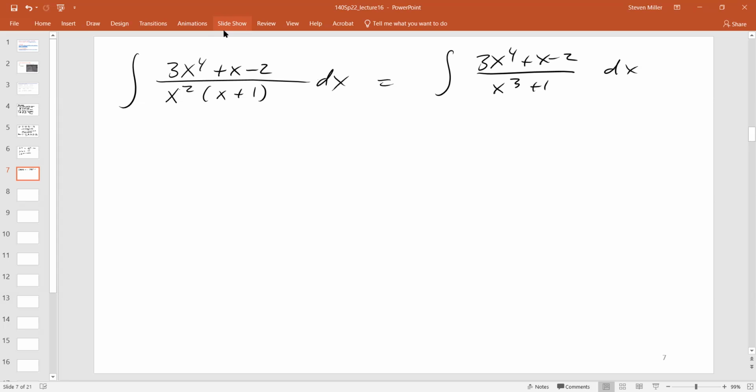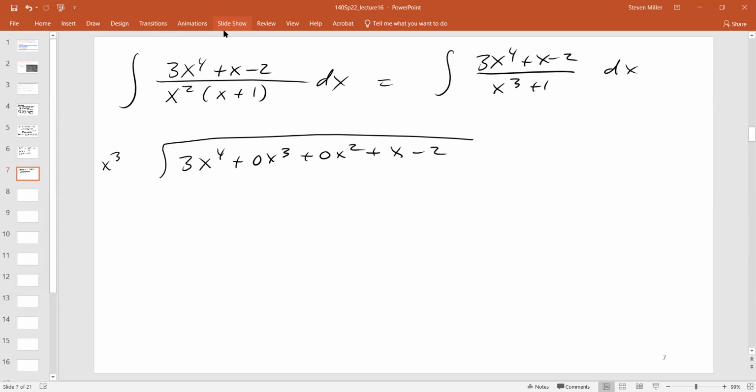Yeah, we have to do some division because the numerator is greater than the denominator. So we have two ways to do this. We could do polynomial division, we could say I have 3x to the fourth plus 0x cubed plus 0x squared plus x minus 2. And I've got x cubed plus x squared, and I can do it out like that. So that's one way to do it. Oh, sorry, it's x cubed plus x squared.